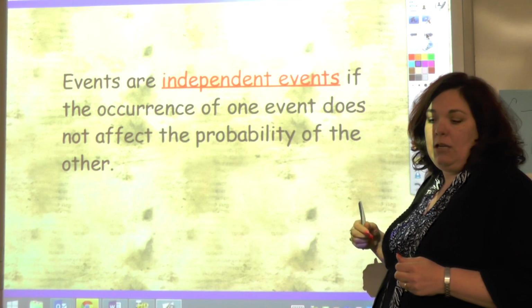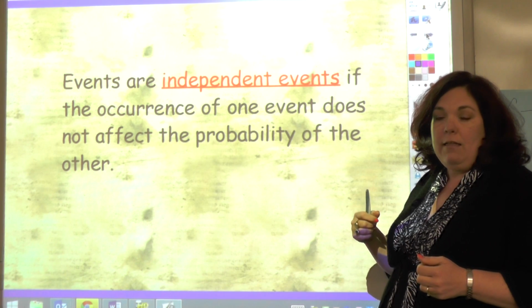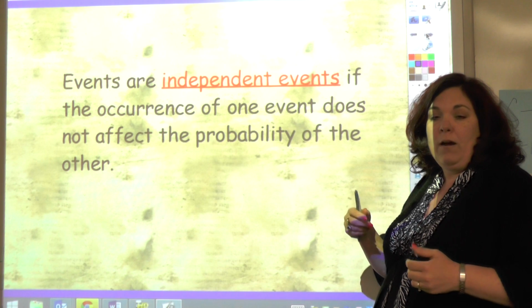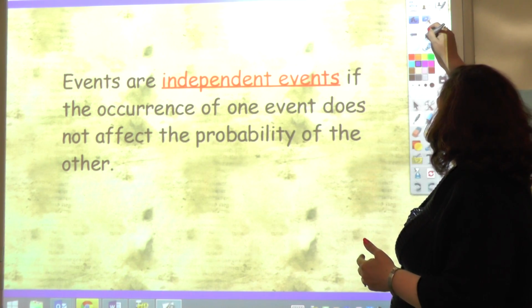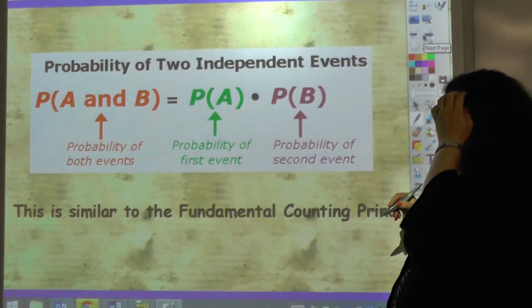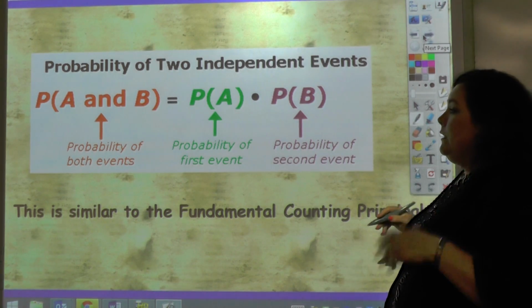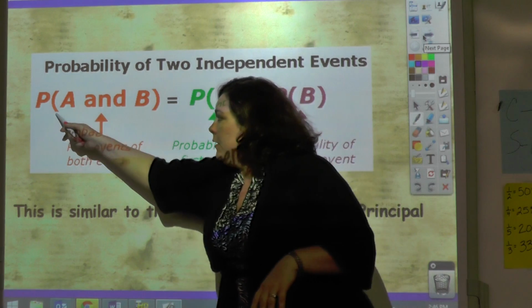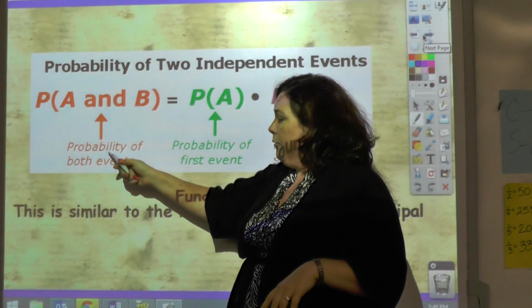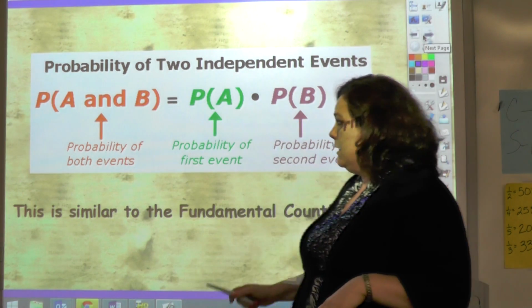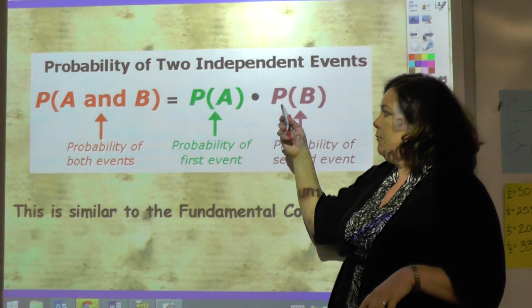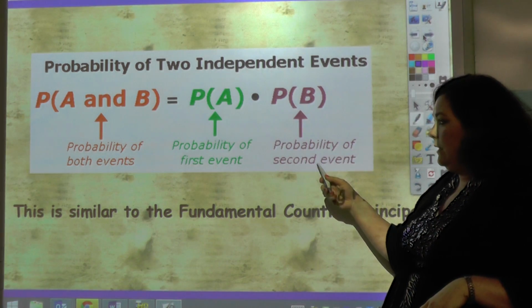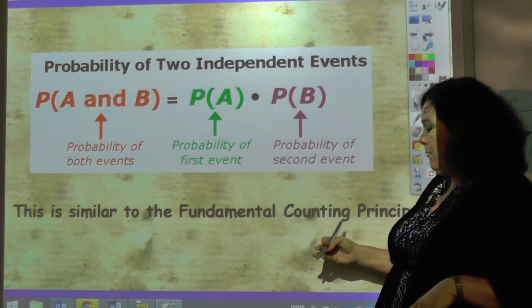Dependent is that you take one out and then you reach in and take another one out, but there's fewer in the bag. So the probability of two independent events, the probability of A and B, meaning the probability of both events, is the probability of the first event times the probability of the second event. And this is similar to the fundamental counting principle.